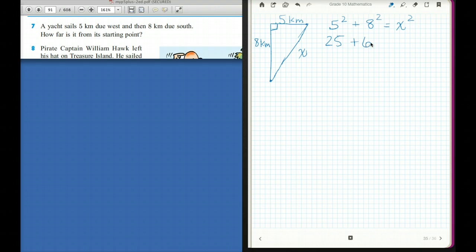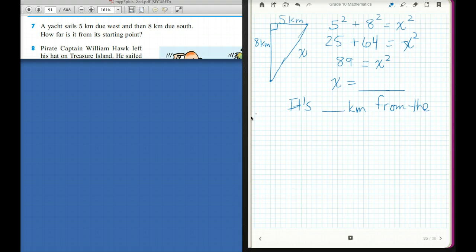25 plus 64, and then I get 89 equals x squared. This one doesn't work out evenly, so I'll need a calculator. I know the square root of 81 is 9, so I know it'll be about 9 point something. That also makes sense that it's a little longer than the other sides, but I'll need a calculator to figure that out. I'm going to stop there. Yeah, you still need your sentence. It's so many kilometers from the starting point.